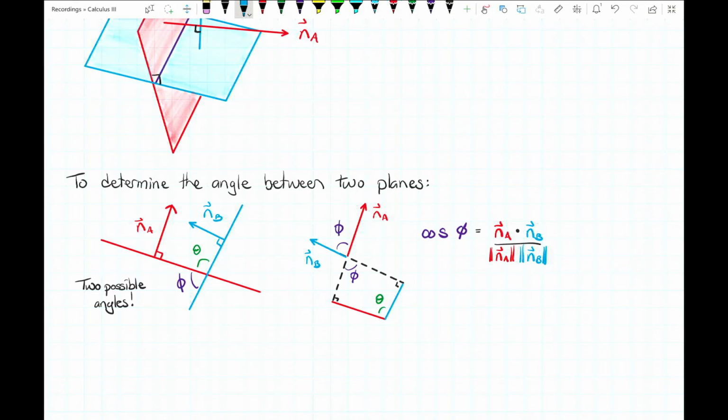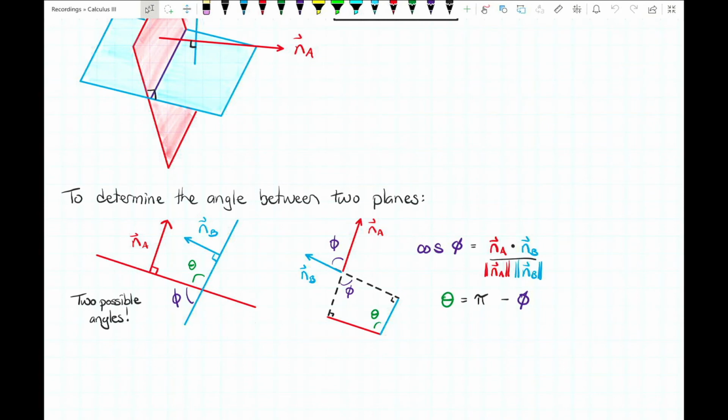However, if that is not the angle that we're looking for, if we're specifically looking for either the acute or obtuse angles, then it's pretty easy to find theta. Theta will simply be the difference, pi, or 180 degrees, minus phi. And that'll give us the two angles between our intersecting planes.